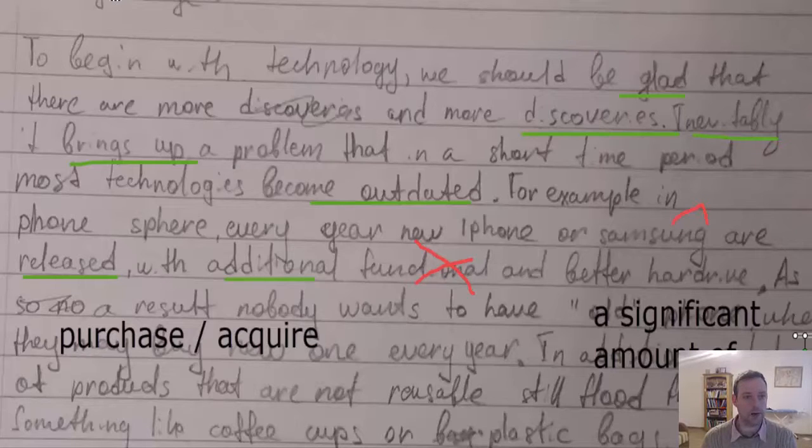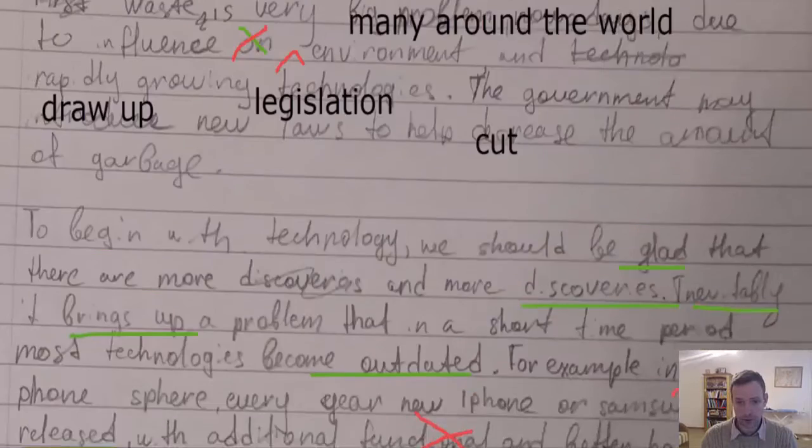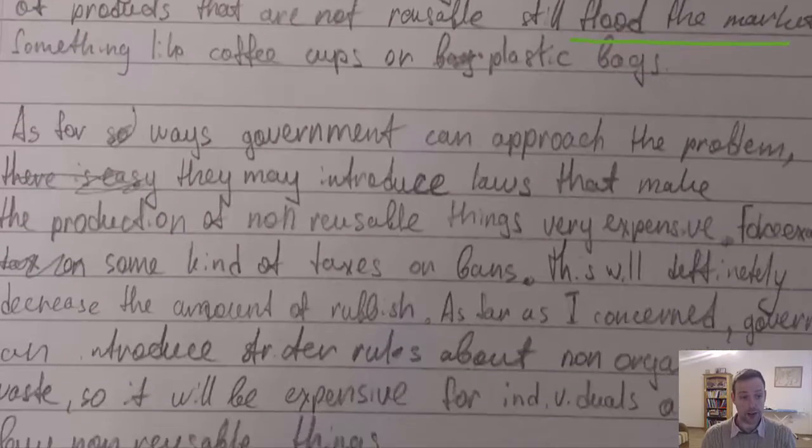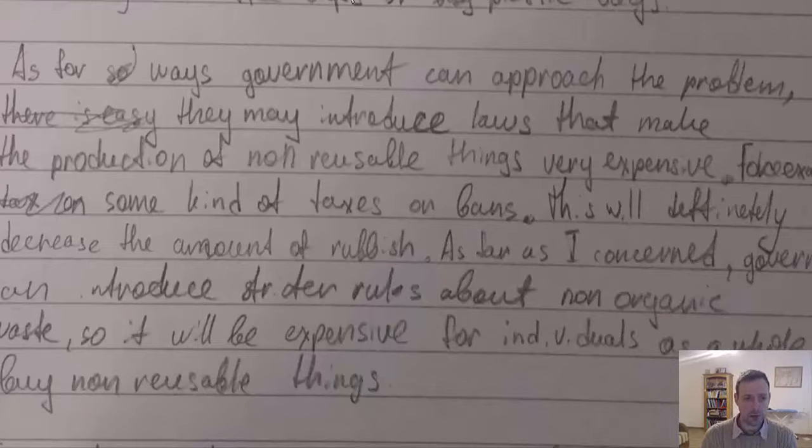Still flood the market. Wow, that's nice. Flood the market. It's less common, number one, and it's very specific in its meaning. So that's beautiful. Okay, so we can see there's a bit more there. I think that one's pushing up to a 7 by itself without my additions. Okay, approach the problem.